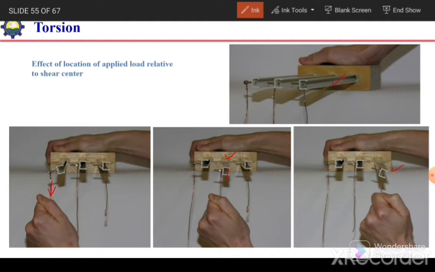So if we want to avoid torsion in the section, we need to apply the load at the shear center. That is why, when we design the purlin in case of a truss roof system, we use a Z section, because here the load will pass through the shear center of this section. But if we use a C section, in this case the load will pass from here, so it is away from the shear center, and in that case there will be twisting in the member.